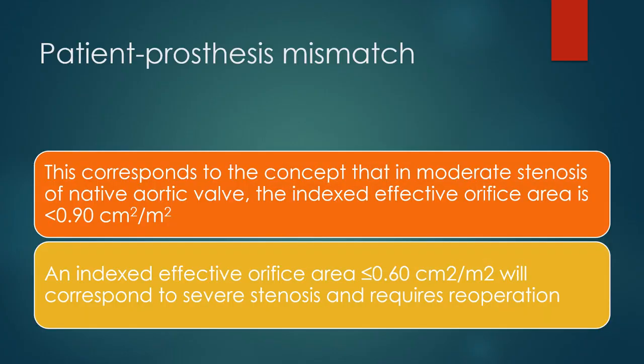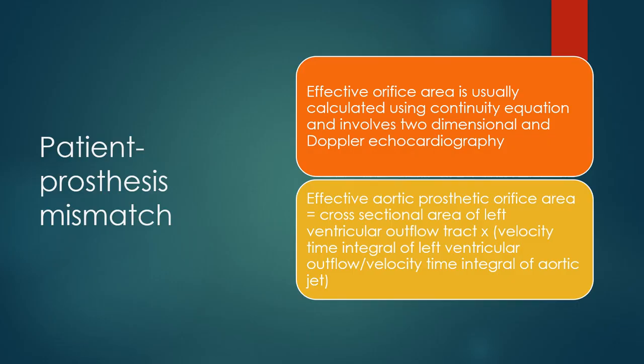This corresponds to the concept that in moderate stenosis of native aortic valve, the indexed effective orifice area is less than 0.9 square centimeter per meter squared. An indexed effective orifice area less than or equal to 0.6 square centimeter per meter squared will correspond to severe stenosis and requires reoperation. Effective orifice area is usually calculated using continuity equation and involves two-dimensional and Doppler echocardiography.